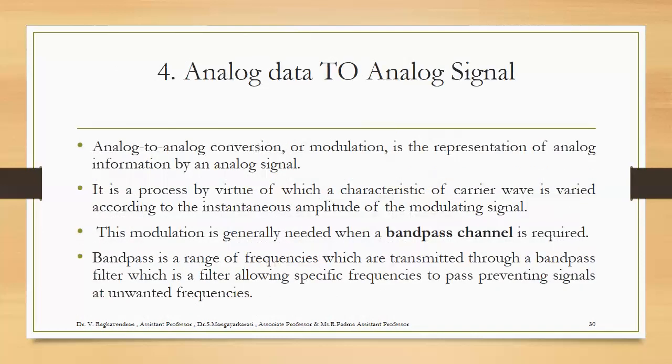So the fourth category is analog data to analog signal conversion. Analog to analog conversion, or modulation, is the representation of analog information by an analog signal. It is the process in which a characteristic of the carrier wave is varied according to the instantaneous amplitude of the modulating signal. The modulation is generally needed by band pass signals. Band pass is a range of frequencies. It is transmitted through a band pass filter, which allows only specific frequencies to pass, preventing signals at unwanted frequencies.